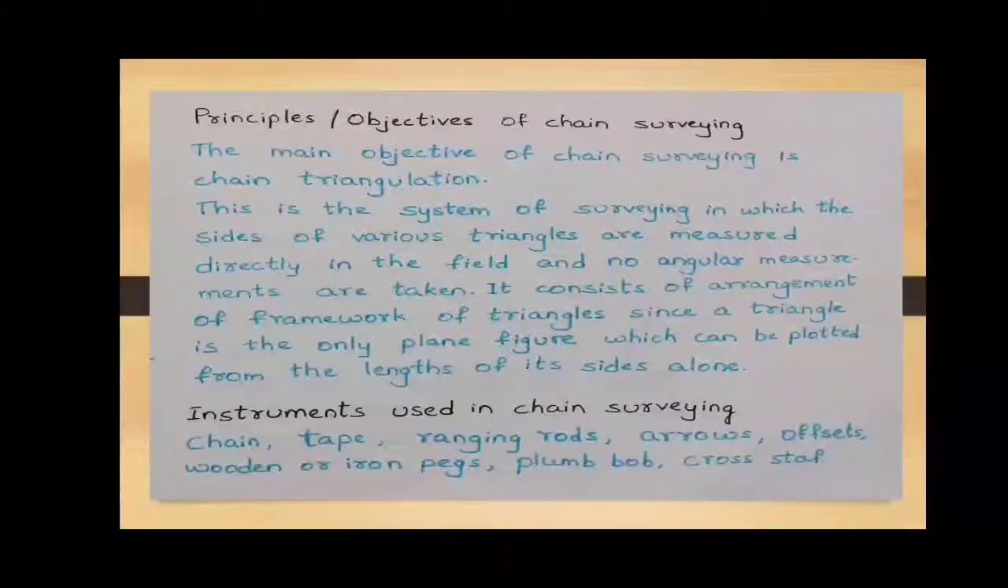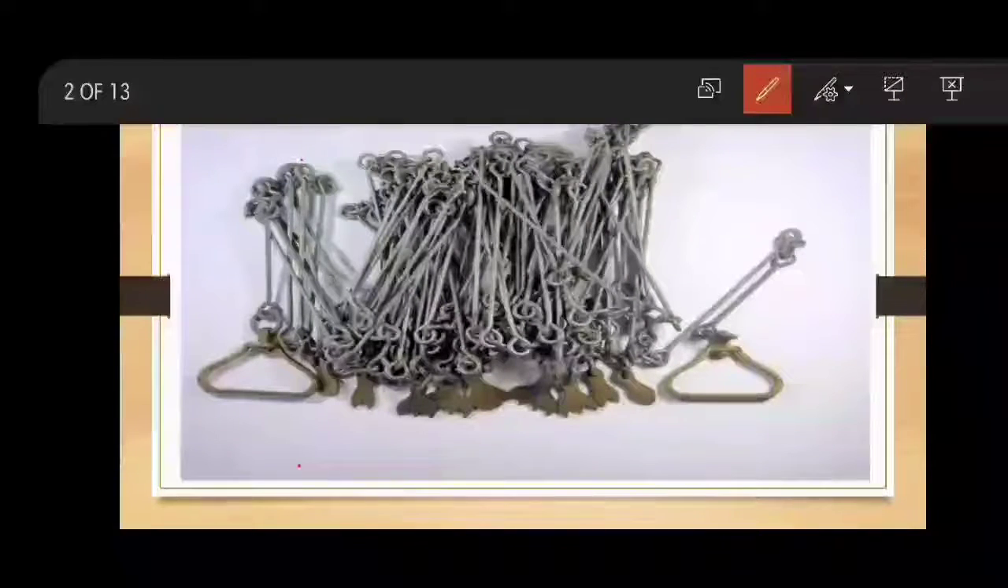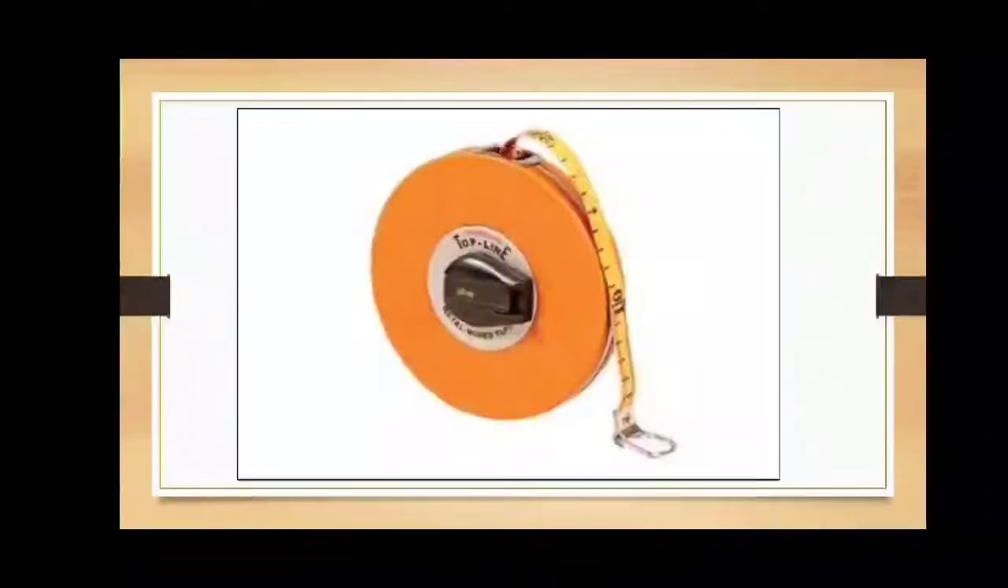Next, what is the equipment used in chain surveying? This is a chain and there are two brass handles present on both sides, and there are brass strips present after every fifth link that indicate 1 meter on each strip. This is a metric chain, and for a metric chain of 30 meters there are 150 links, and for a metric chain of 20 meters there are 100 links. This is a measuring tape.